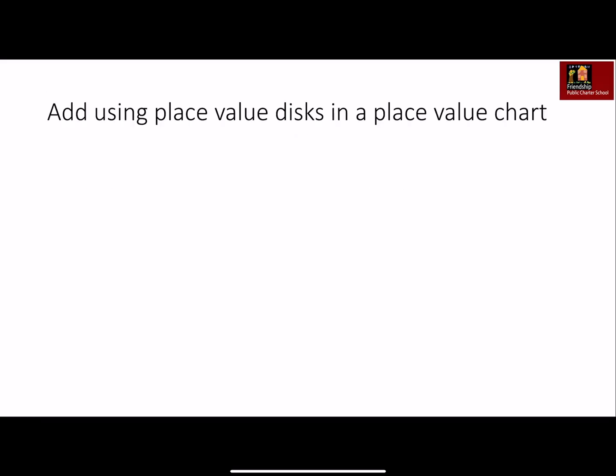So let's go ahead and jump into the meat and potatoes of our lesson and look at how we add using place value disks and a place value chart, okay? So the first thing we're doing is looking at this problem of 3,134 plus 2,493. What are the two parts that make up the whole? Well, the two parts are 3,134 and 2,493. These are my add-ins, right?